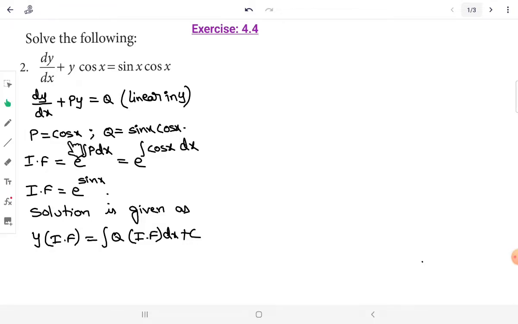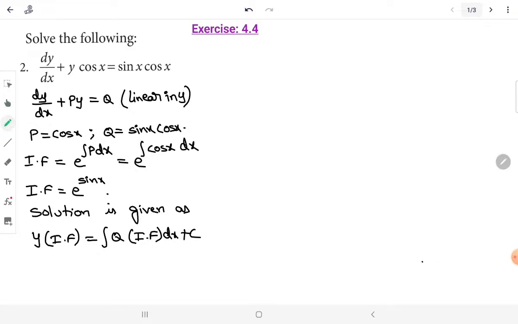So to find out the solution, you should find out the integrating factor first. So integrating factor IF is equal to, this is the formula, e power integral p dx. So e power integral p is nothing but cos x dx. So integral of cos x is nothing but sin x. So your integrating factor is e power sin x. Now what is the solution? Y into integrating factor is equal to integral of q into integrating factor dx plus c.